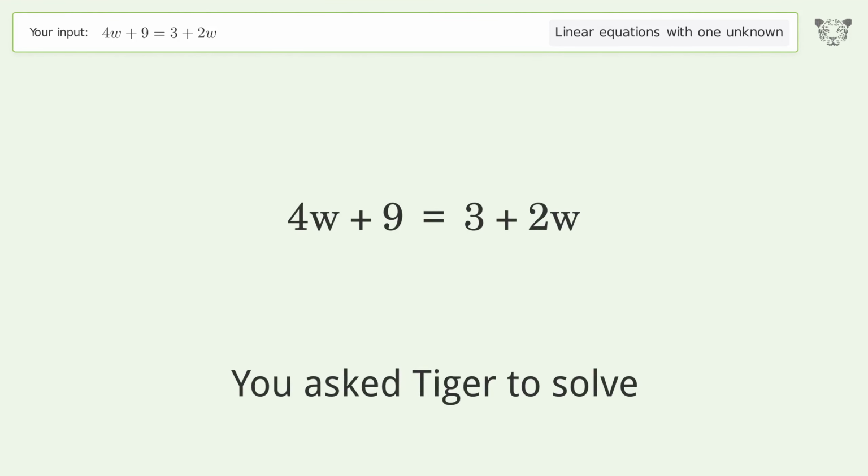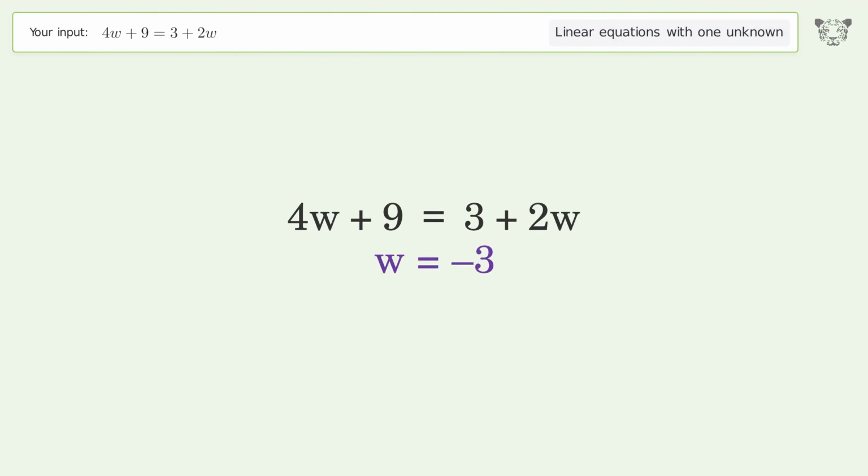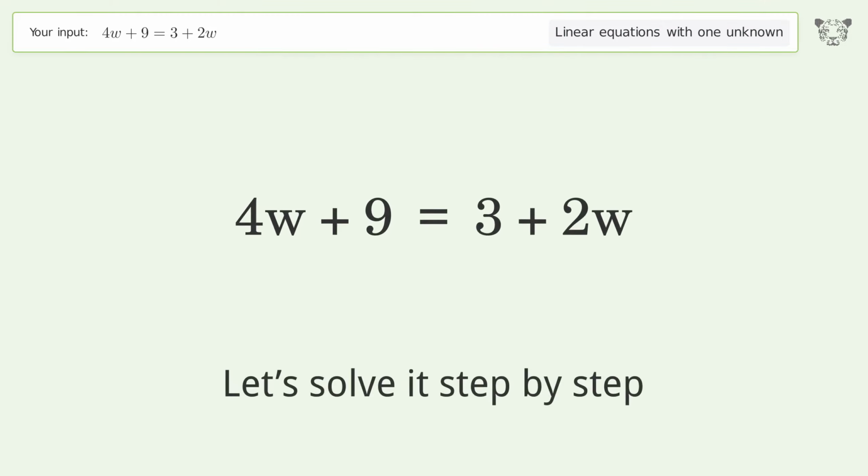You ask Tiger to solve. This deals with linear equations with one unknown. The final result is w equals -3. Let's solve it step by step.